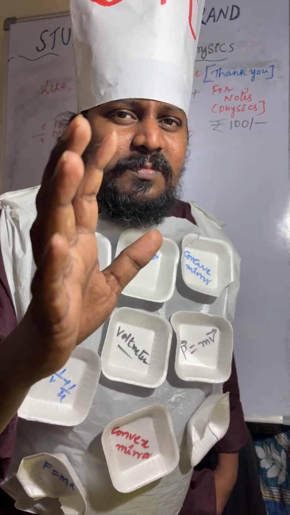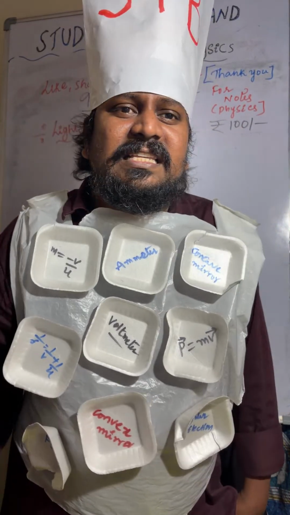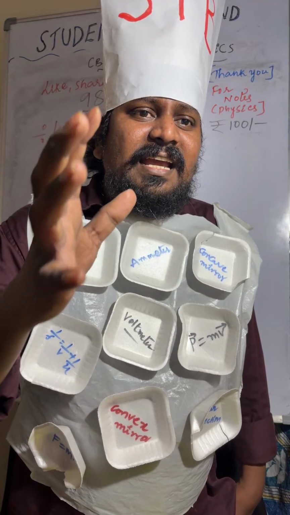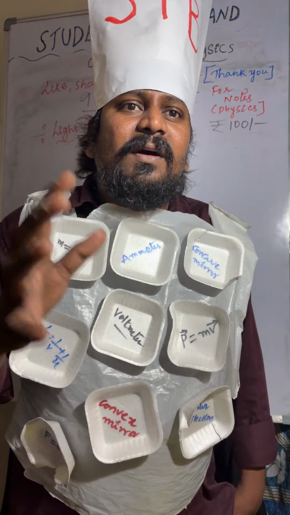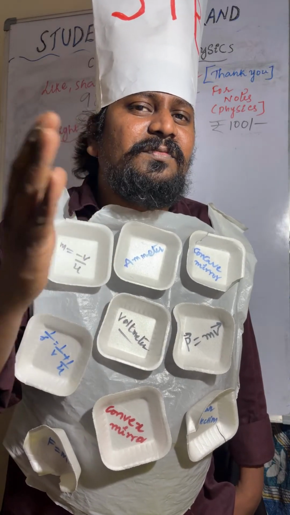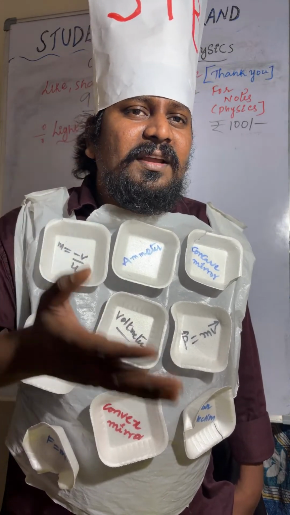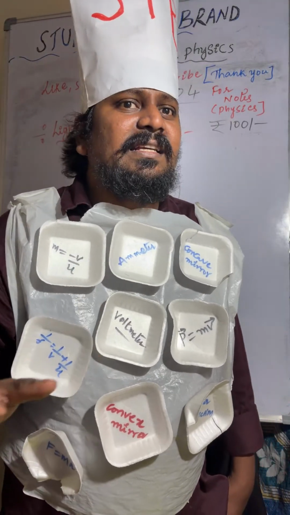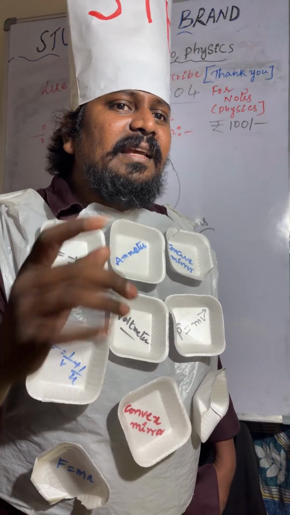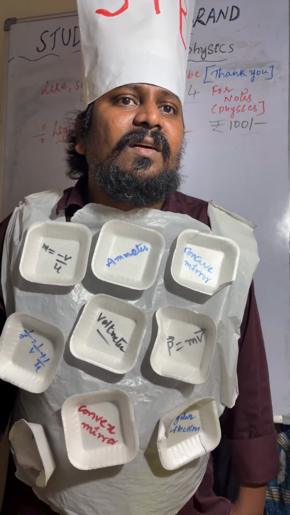Power of lens is positive for convex lens. Power of lens is negative for concave lens. Correct.